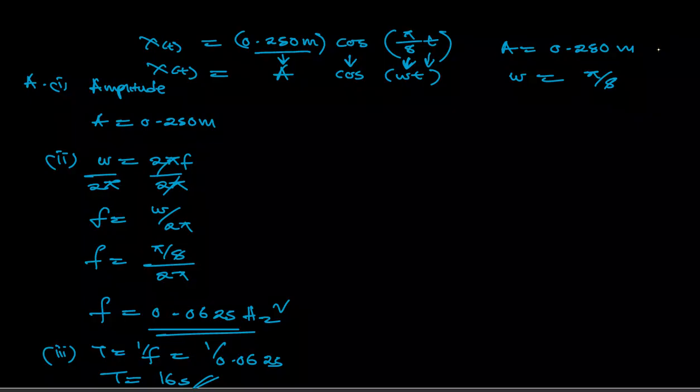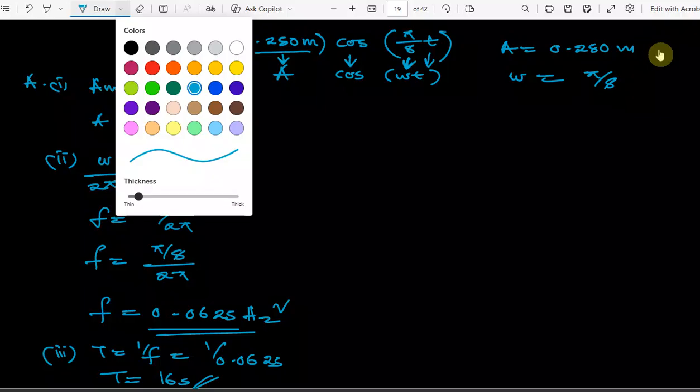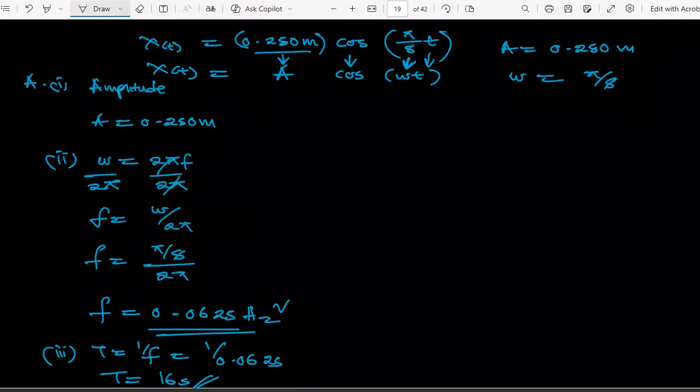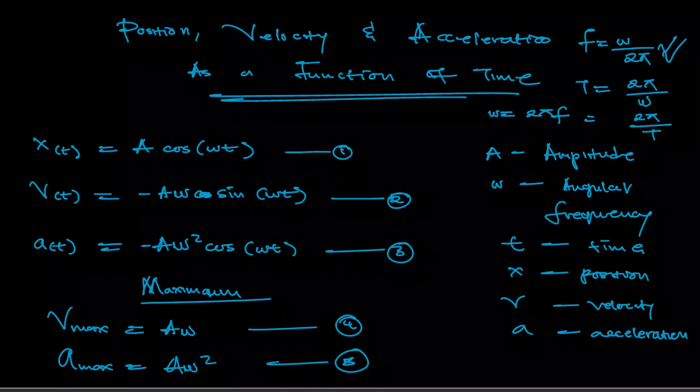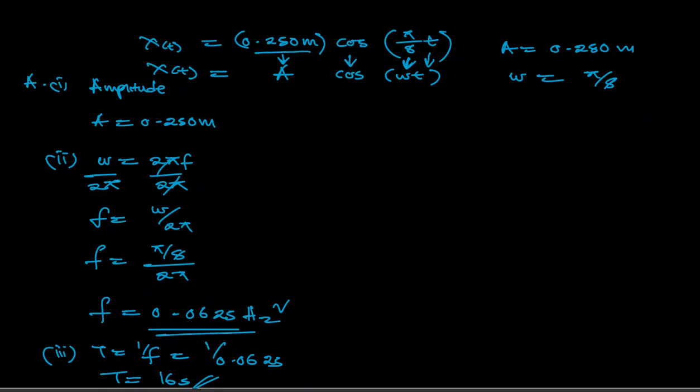Then B, what is our question B? Find the maximum velocity and acceleration. That is what I was talking about here when I was saying the maximum velocity and acceleration. So B is asking about the maximum. Number A is asking about Vmax.